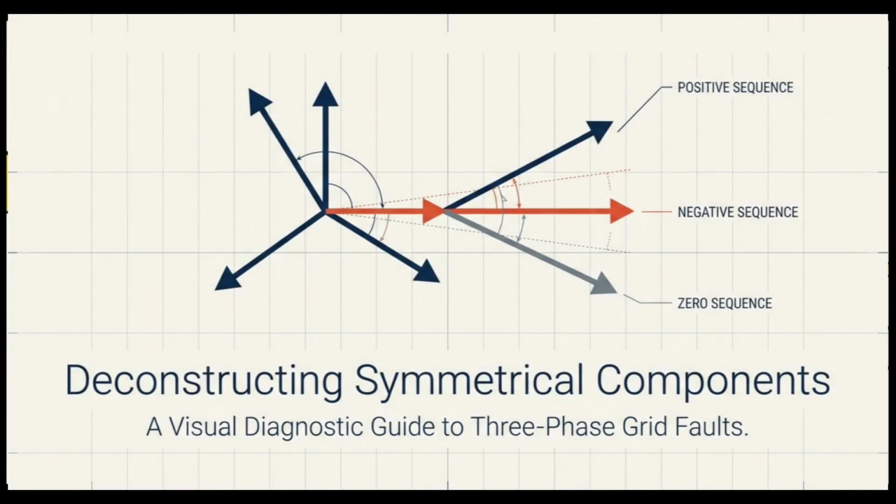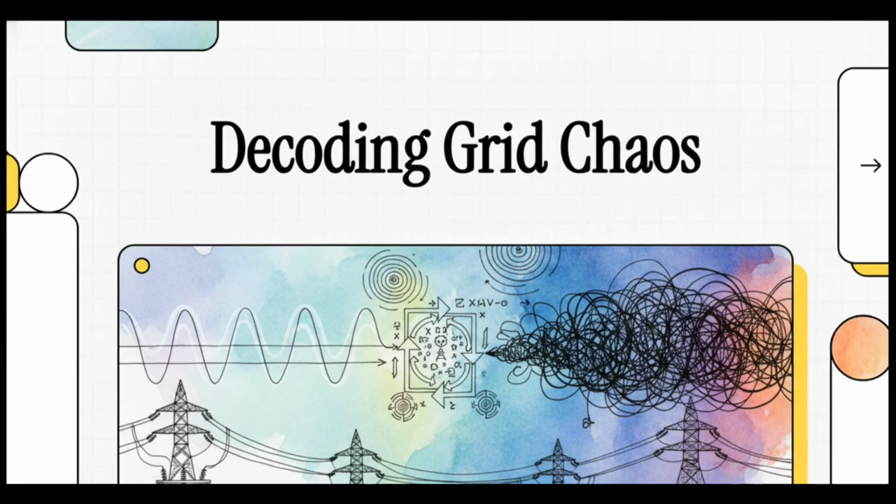We really take it for granted that when a massive fault occurs, our completely interconnected power grid doesn't just instantly collapse into total chaos. The secret to preventing that entire system from going down isn't just massive, bulky transformers, it's actually this incredibly elegant mathematical filter. So today, we're decoding grid chaos by taking a close look at symmetrical components. Let's get right into it.